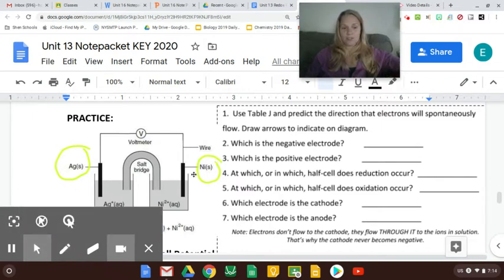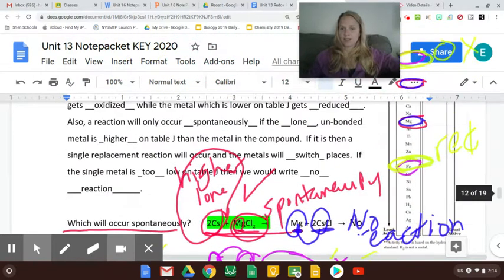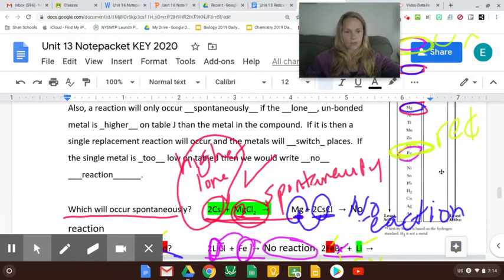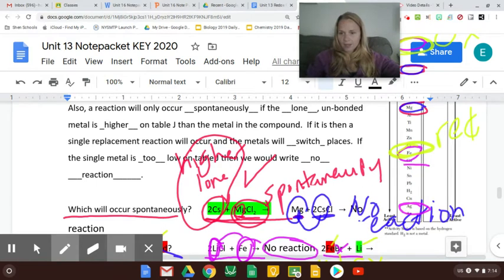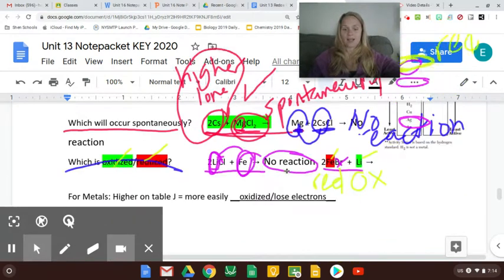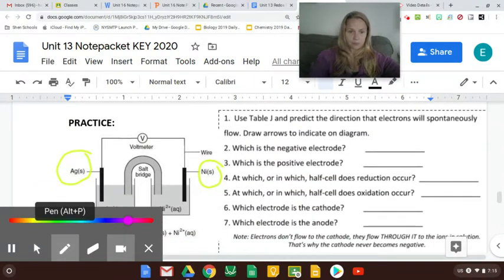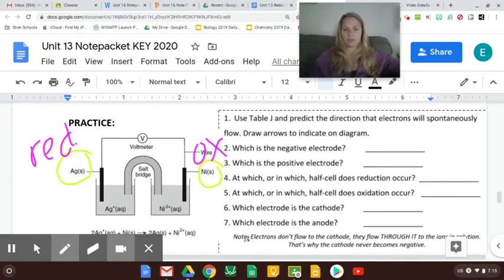So Ag and Ni, remember the higher one gets oxidized. So Ag and Ni, where are you? So Ag, I always remember that silver is really low. And then Ni. So it looks like Ni is higher. The higher one gets oxidized. All right, so I'll just write that on here. The higher one gets oxidized, the lower one gets reduced. And now just with that little piece of information from table J, I can figure out a whole bunch of stuff with my memory tricks.